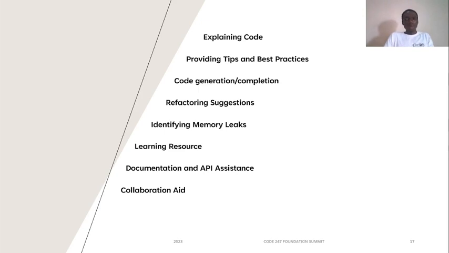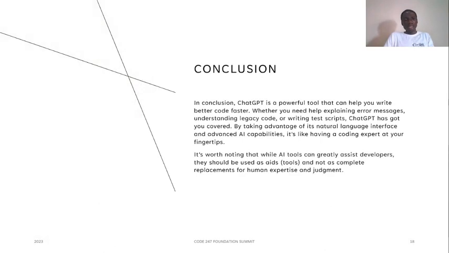So to conclude, ChatGPT is a powerful tool that can help you write better code faster. Whether you need help explaining error messages, understanding legacy code, or writing test scripts, ChatGPT has got you covered by taking advantage of its natural language interface and advanced AI capabilities. It's like having a coding expert at your fingertips.